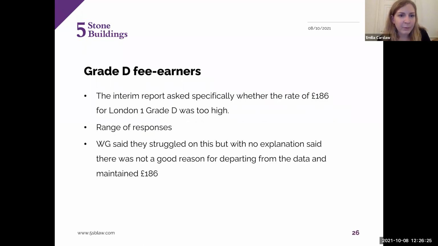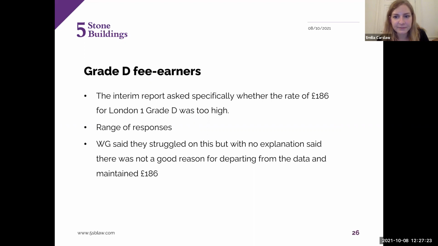The interim report asked specifically whether the rate of £186 for London 1 grade D was too high. This was because the senior cost judge said that the rate should be more in the region of 165 to 170, because the percentage increase was otherwise too high, and it would make it more in line with the other percentage increases. The working group was a bit concerned about this, and so they sought comments specifically on this. There was a range of responses. They were fairly evenly split, but the working group said that they didn't have a good reason for departing from the data and maintained £186. They didn't really explain why.